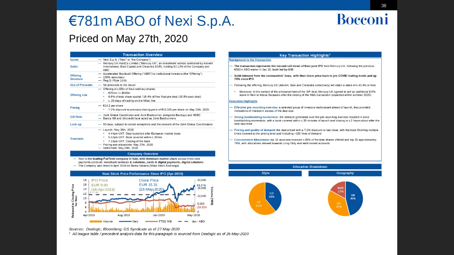So the discount was 72%. Again, the wall crossing procedure. And here you can see a different allocation, because there was the IPO in April 2019, then the first accelerated book building in January, and then this one was the second accelerated book building in May. In one year, a lot of money went and shares were into the market.